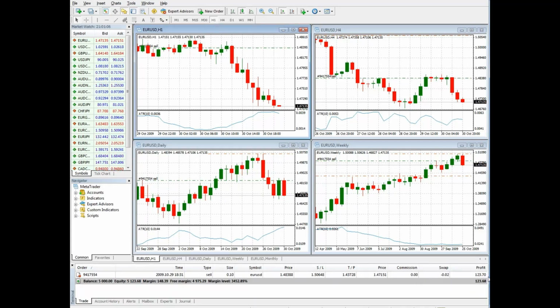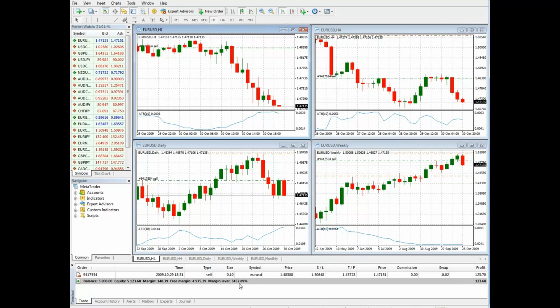pips. So in this case, we're using a lot size of 0.1 rather than 1 in a standard account. In a standard account, this would be, or standard lot would be $1,237 basically. So 123 pips would be $1,230. That's how far we'd be ahead in this particular trade.